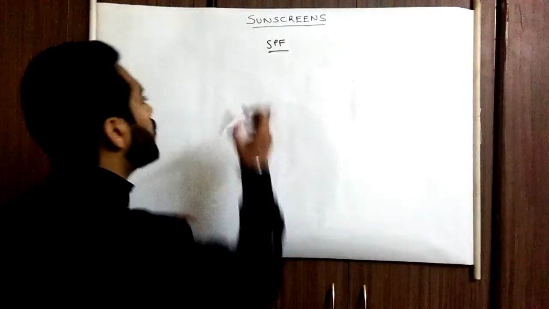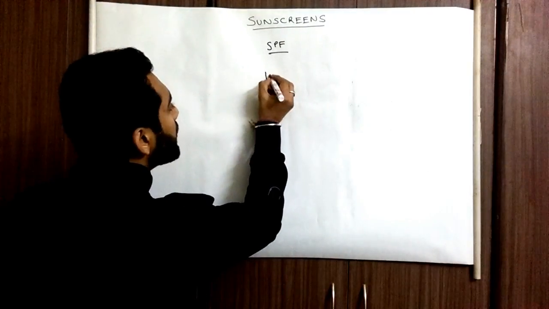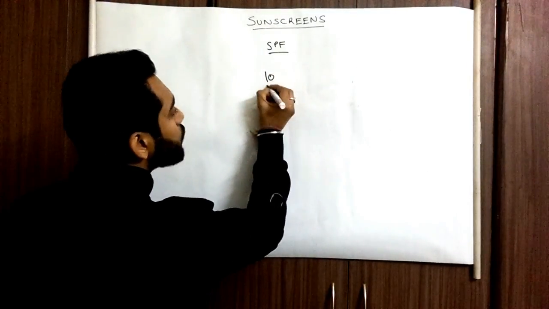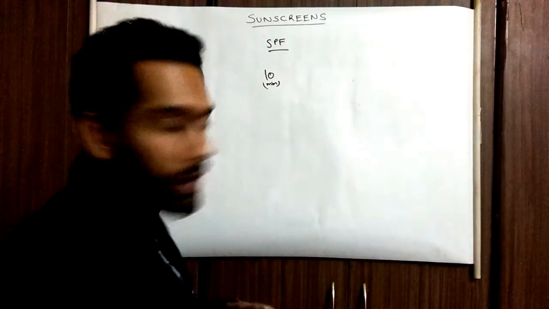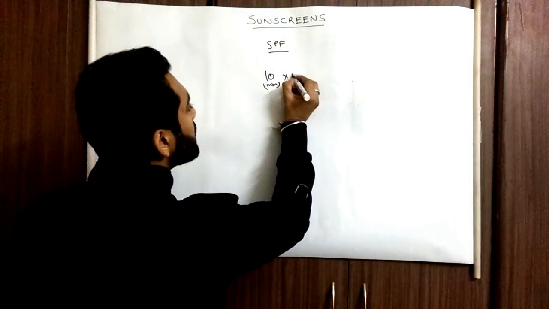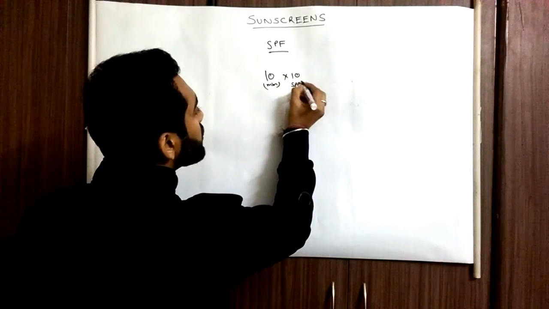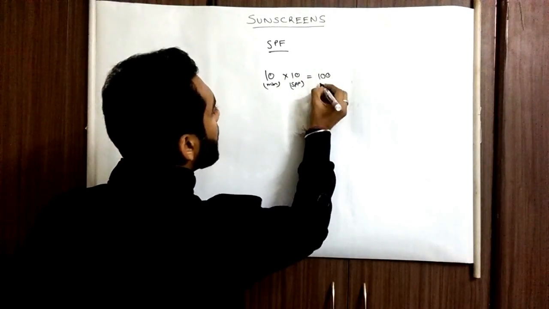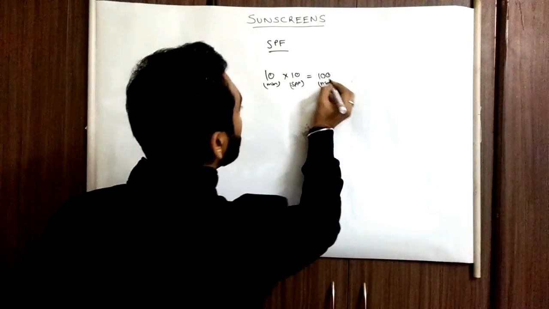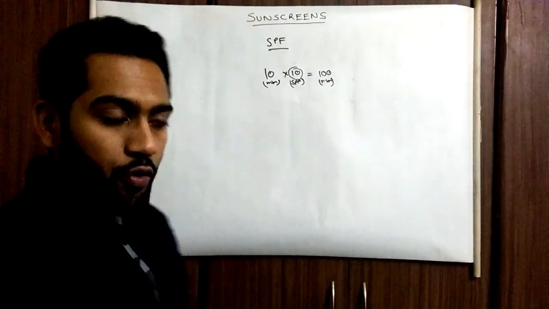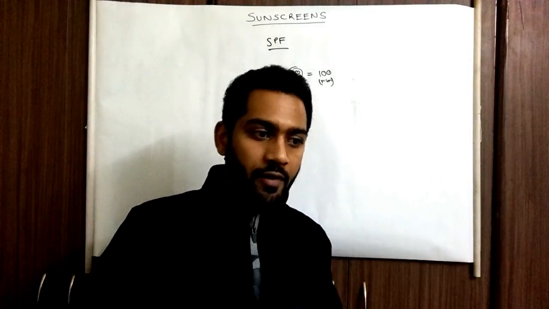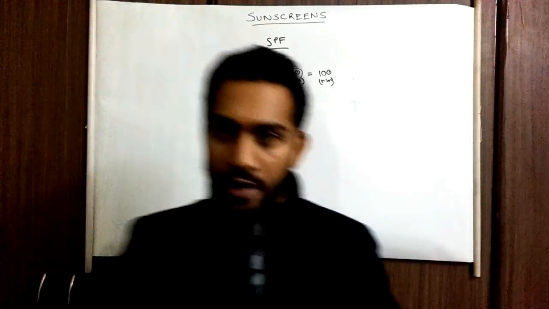So I'll write it down here. SPF 10, if initially 10 minutes was the time in which the skin got burned, then he applied SPF 10, so the total time would be 100 minutes. Now the time has got multiplied by 10, so this is SPF. So what does SPF do? SPF multiplies the time it will take for your skin to get burned.